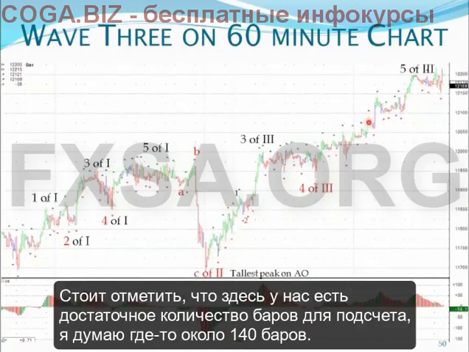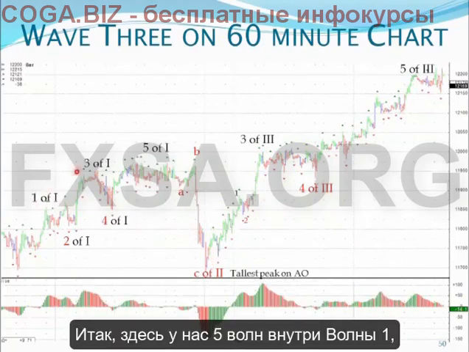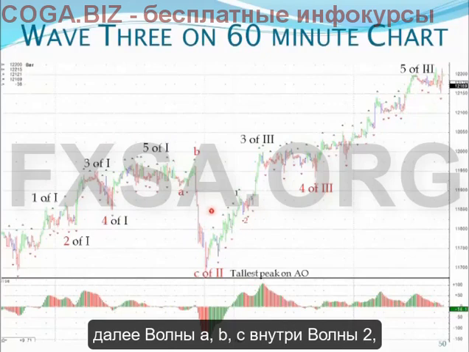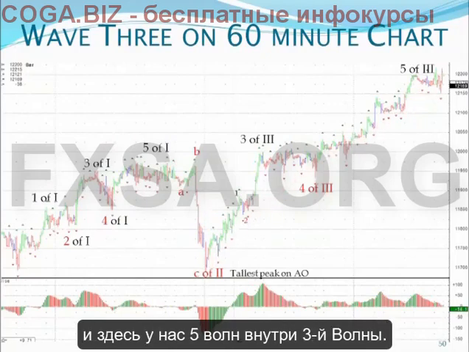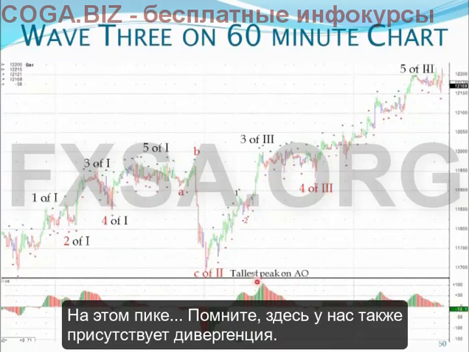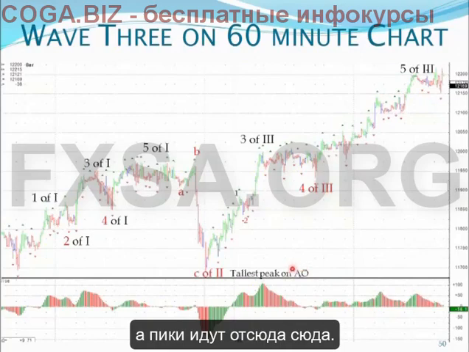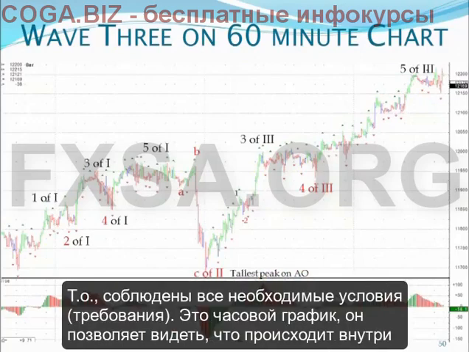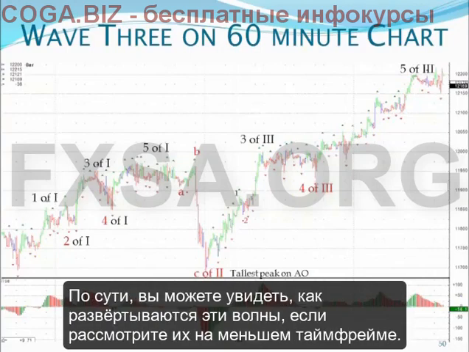We actually have the correct number of bars here to measure this particular wave. We're right at 140, I think. And so here we have 5 waves of 1. We have an ABC of wave 2. And we have 5 waves of the third wave here. Now, on this peak, remember, we have divergence as well. So your price from here to here, and your peak from here to here. So it meets all the requirements. This is a 60-minute chart, allowing you to see what happens intraday. You can really see these waves unfold when you're looking at the smaller time frame.